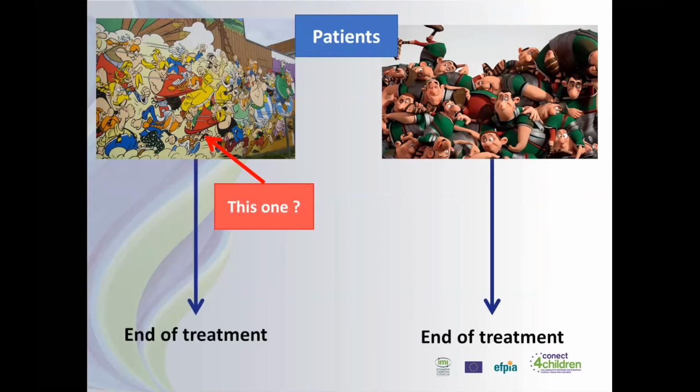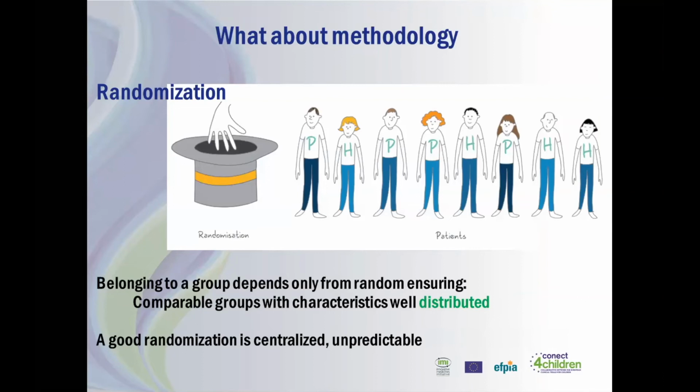So this method is randomization. Randomization will help us: belonging to a group will depend only on chance, and it will ensure that all characteristics of the patients are well distributed among the two groups. So we have comparable groups. Random is always doing a good job. And one particularity of randomization is to be unpredictable. We don't want to know in which group the patient is.